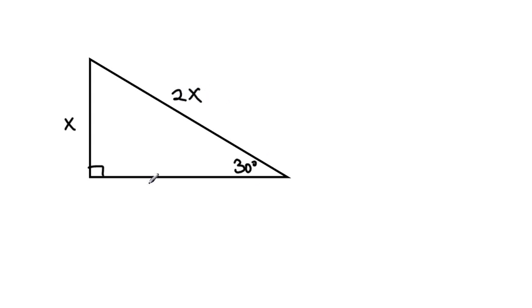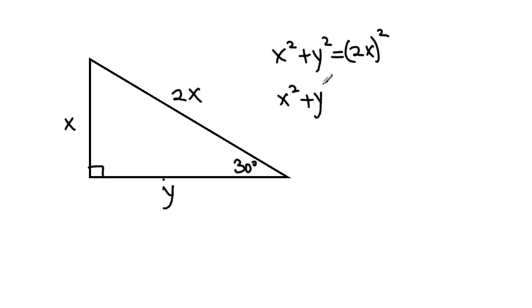One thing which we need to figure out is the other line segment opposite the 60-degree angle. So why don't we call this one y for now? And here we have x squared plus y squared must be equal to (2x) squared. And what do we realize? Here we have x squared plus y squared must be equal to 4x squared. As you subtract x squared from each side, we get to realize that y squared must be 3x squared.